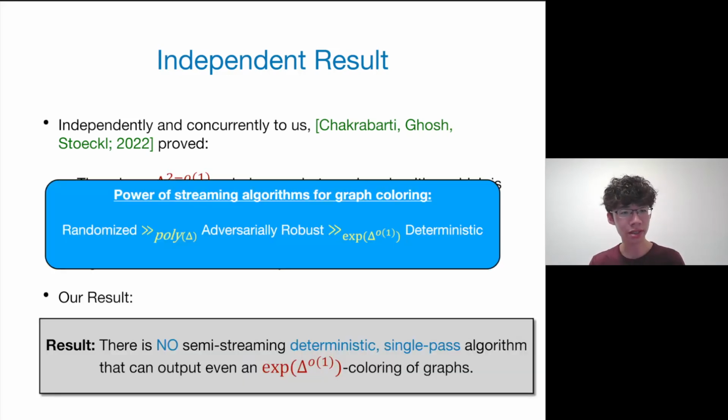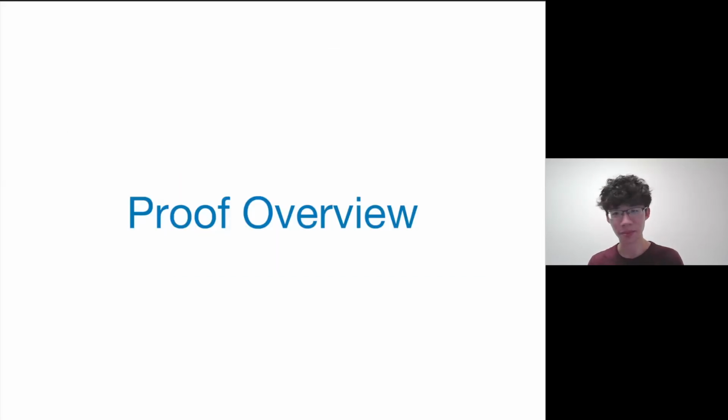So the upshot is that with these two papers together, we get a nice hierarchy of power of streaming algorithms for this problem. It shows that randomized algorithms are polynomially more powerful than adversarially robust algorithms, right? Because we had the delta plus 1 in the randomized case and a delta squared lower bound in the adversarially robust case. But these are also exponentially more powerful than deterministic algorithms, because we have an exponential lower bound in the deterministic case. Okay, great.